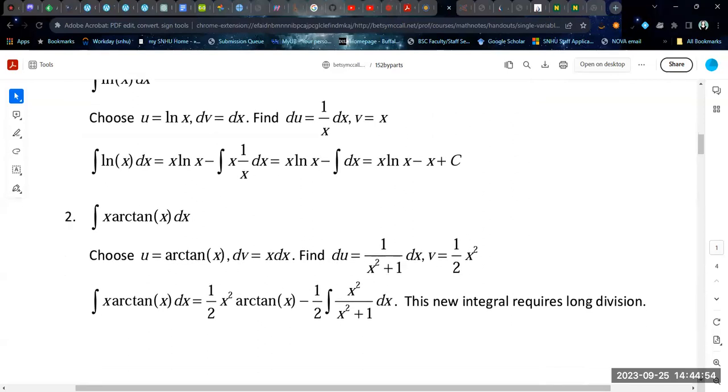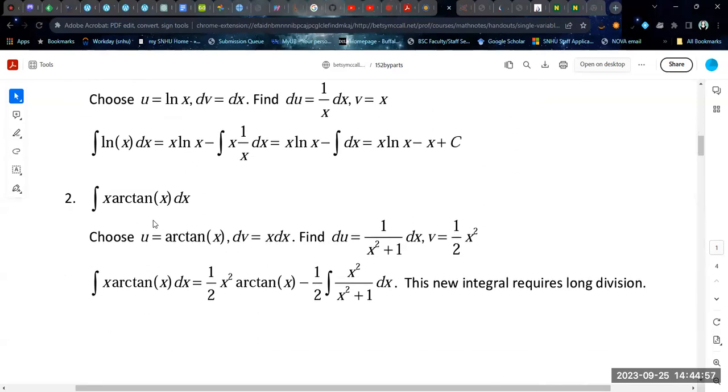Problems that involve arctan work very similarly. So in this particular example, I have x arctan x, so I let u be arctan x. dv is x dx, so that's my algebraic function. I take the derivative of arctan to get my du, and then I integrate my dv expression, and I get 1/2 x squared. Great. So now I apply my rule. 1/2 x squared is my v, arctan x is my u, uv, minus my integral of v du.